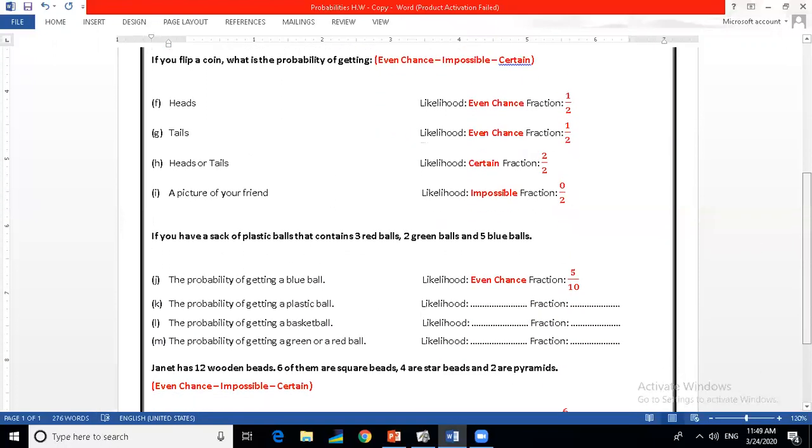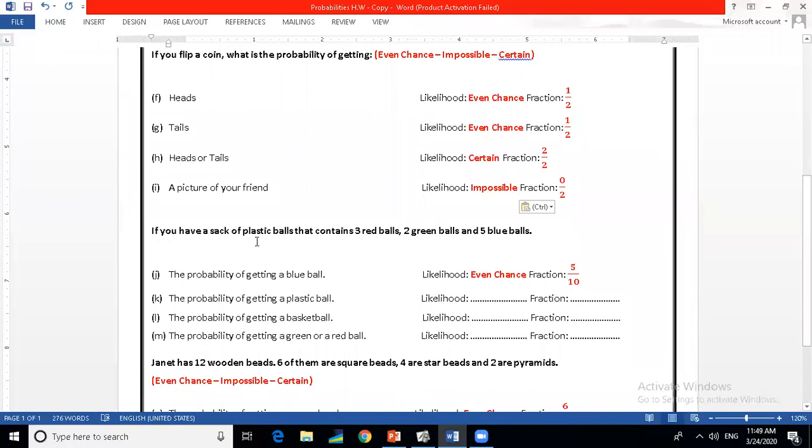All right, moving to the third section. If you have a sack of plastic balls that contains 3 red balls, 2 green balls, and 5 blue balls, before I continue, I need to count the number of outcomes that I may have. All of them are 3, 2, 5, which makes it 10. So all of them are just 10.